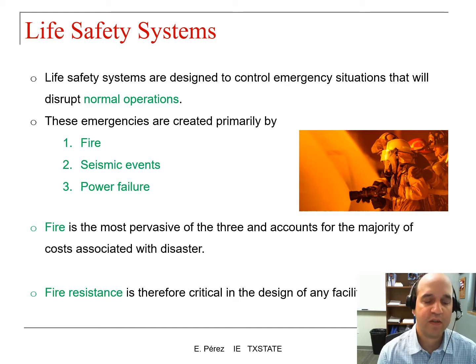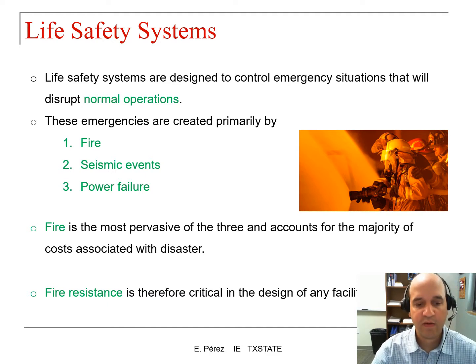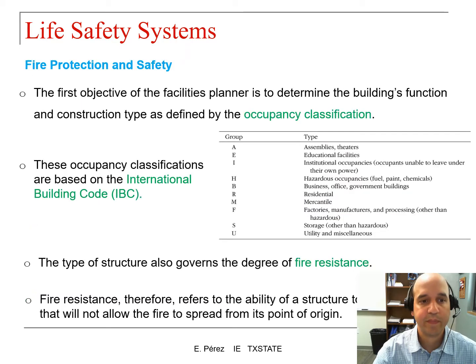So fire is the most pervasive of the three and accounts for the majority of costs associated with disaster. Fire resistance is therefore critical in the design of any facility. In terms of fire protection and safety, the first objective of the facilities planner is to determine the building's function and construction type as defined by the occupancy classification.